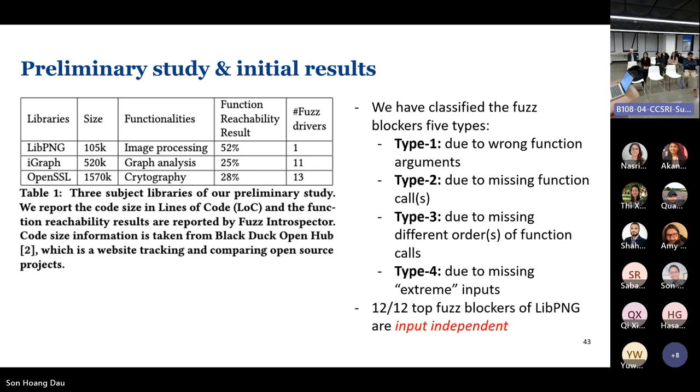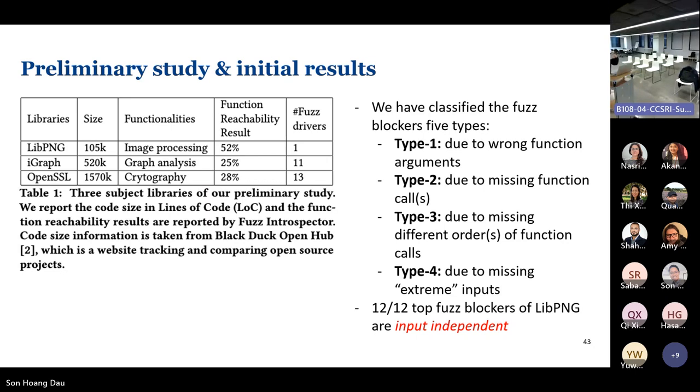Or we miss some orders. So you can see the ordering matters as well, right? Like the stateful problem. If you call a sequence of functions in a specific order, you might reach some part of the code. But if you change the order a bit, it might reach another part of the code. And for many of them, the issue is that we haven't tested those cases, so we miss many corner cases.